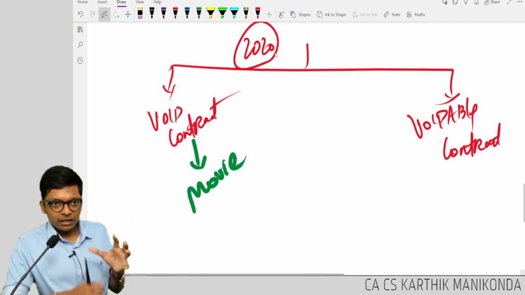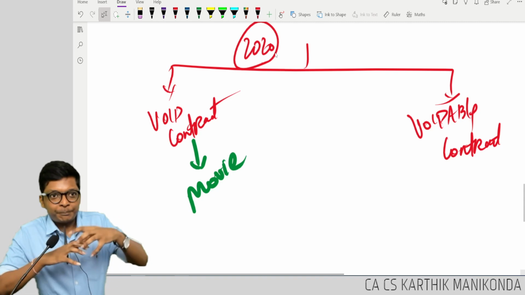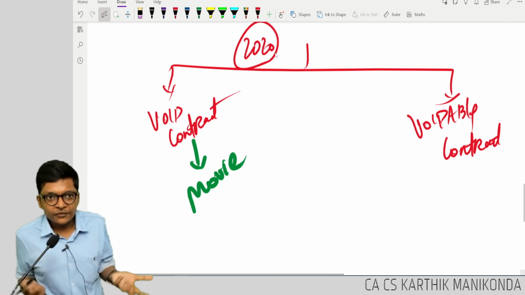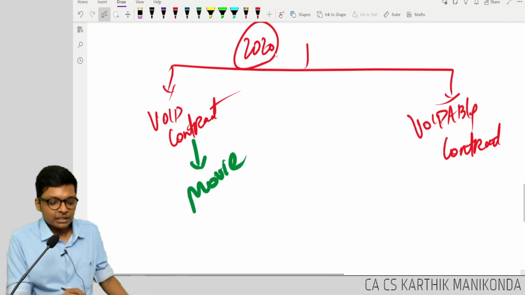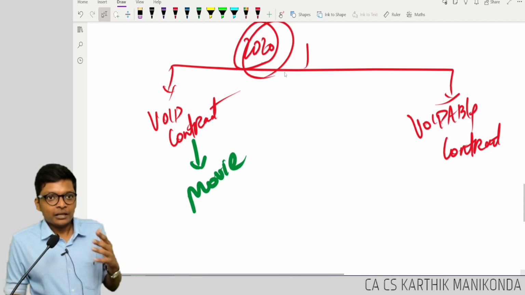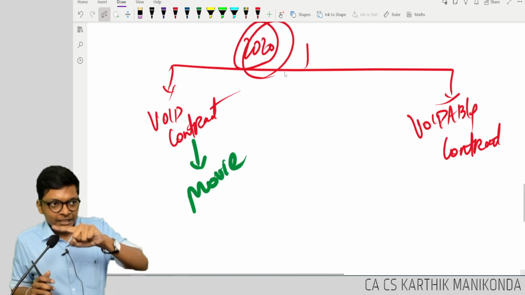Void contract na, you have to put the parties back in the position as if contract was never entered. That's romba important. You can't tell void contract na return the benefit you got.